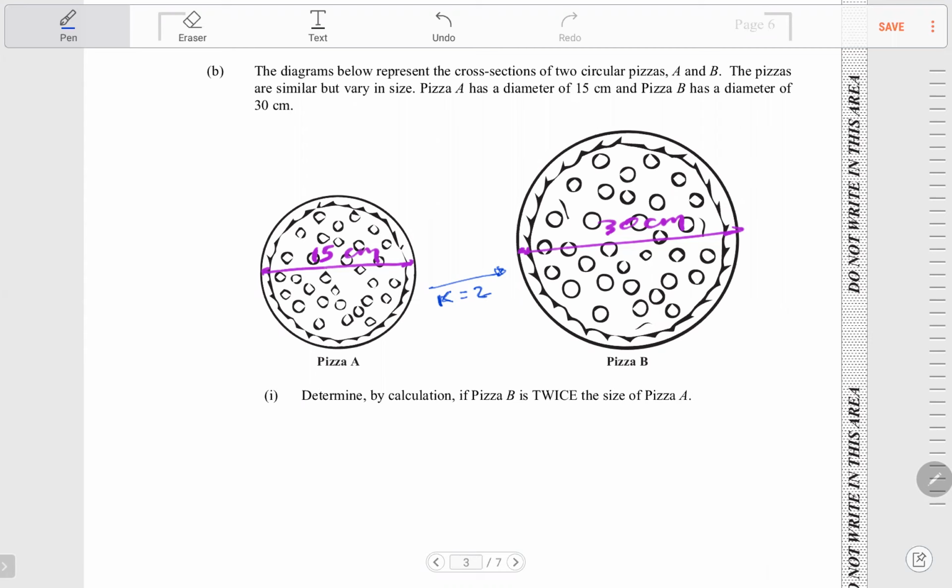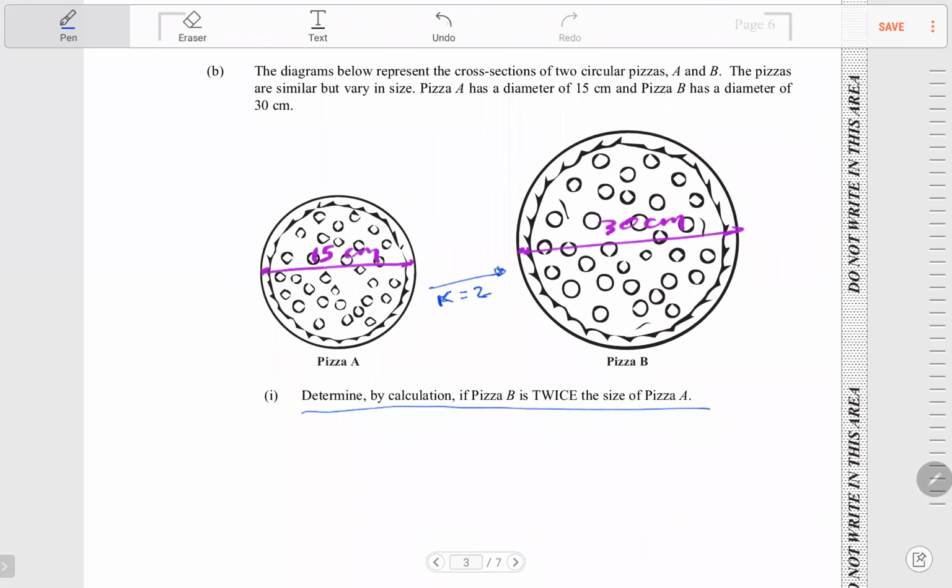All right. So the question says, determine by calculation if pizza B is twice the size of pizza A. You cannot use one dimension to measure relative size. You have to use area to measure relative size. This is a circle, and so you cannot just use one dimension across. To compare them, you have to use area, all right?